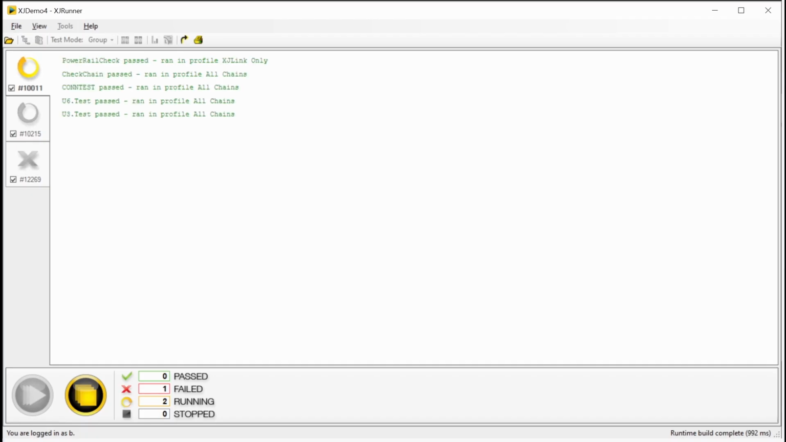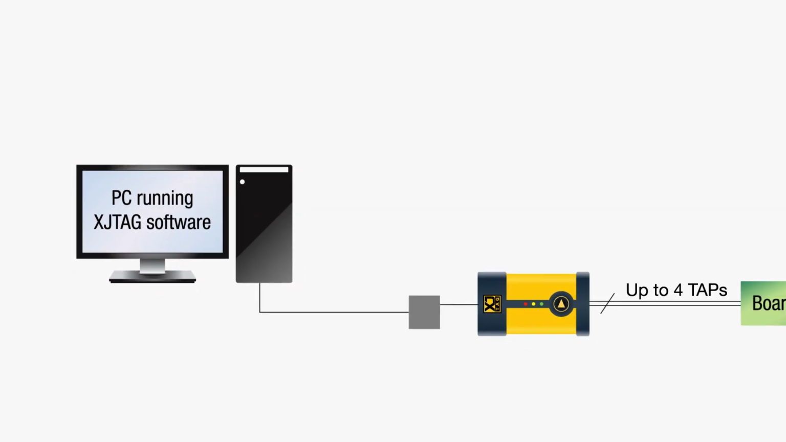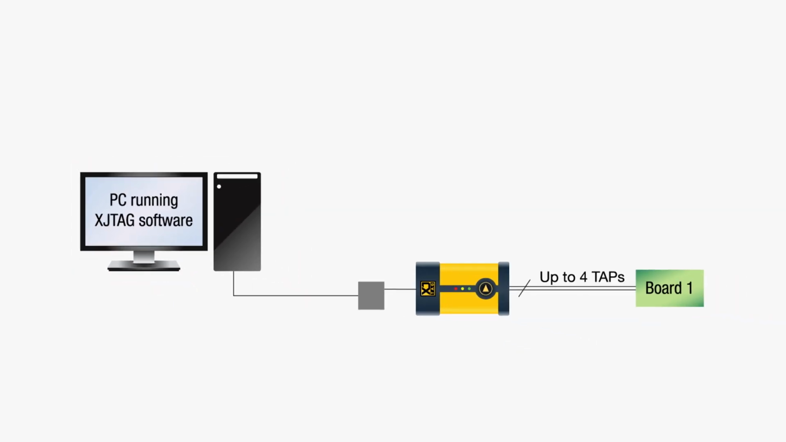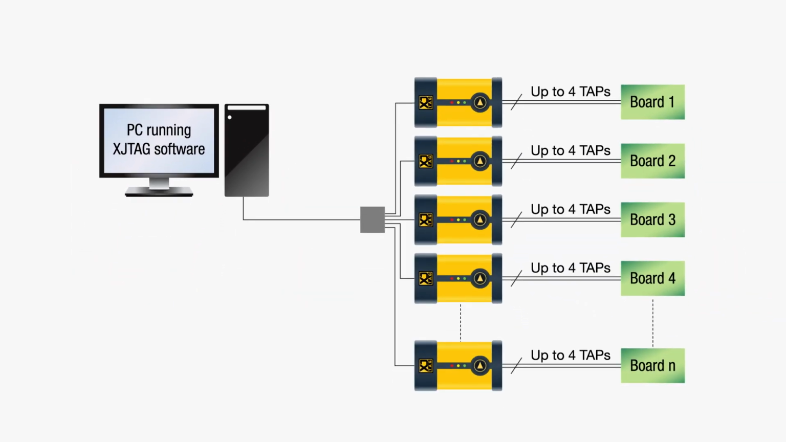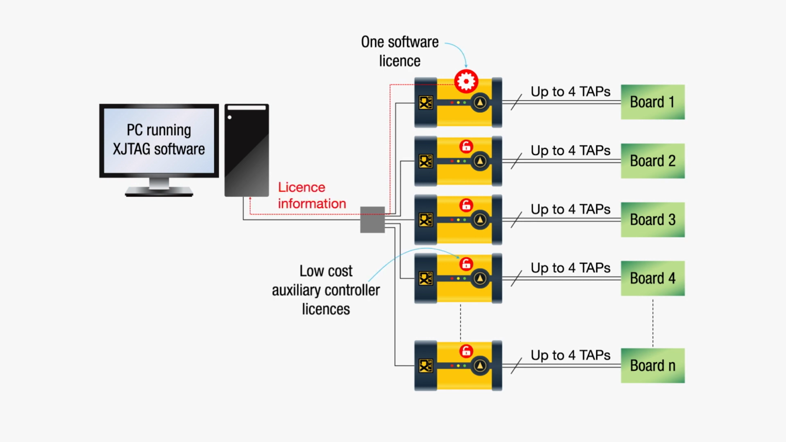And coming back to efficiency, XJRunner helps you maximise throughput while keeping floor space to a minimum by allowing you to test multiple units in parallel from a single PC. An added bonus is that this configuration only needs a single XJRunner license, so it keeps your costs down too.